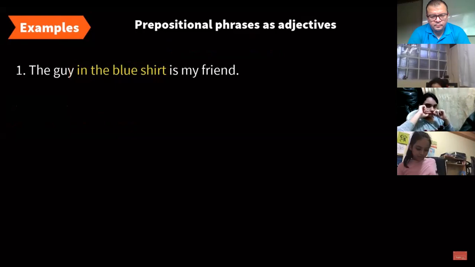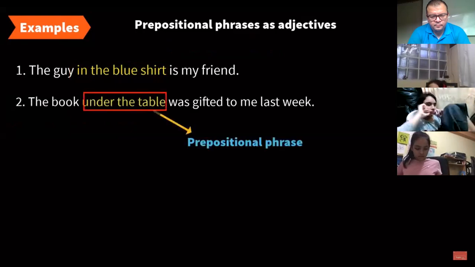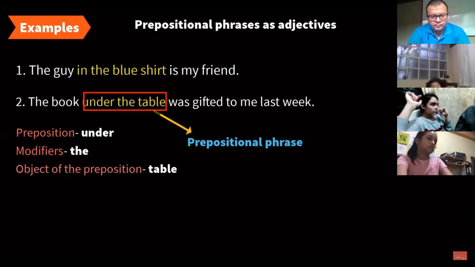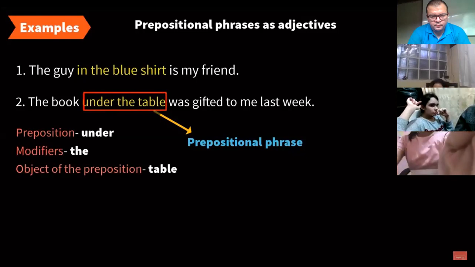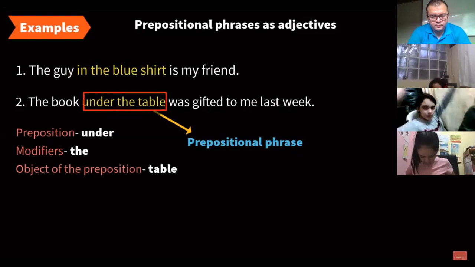Let's look at the next example. The book under the table was gifted to me last week. So under the table is my prepositional phrase starting with the preposition under, and table is the object of this preposition. So this complete phrase under the table is giving information about the noun book. It's helping us to identify the book. Which book are we talking about? The book under the table. So prepositional phrases that work as an adjective in a sentence answer the question which. They help us to identify the noun in a sentence.